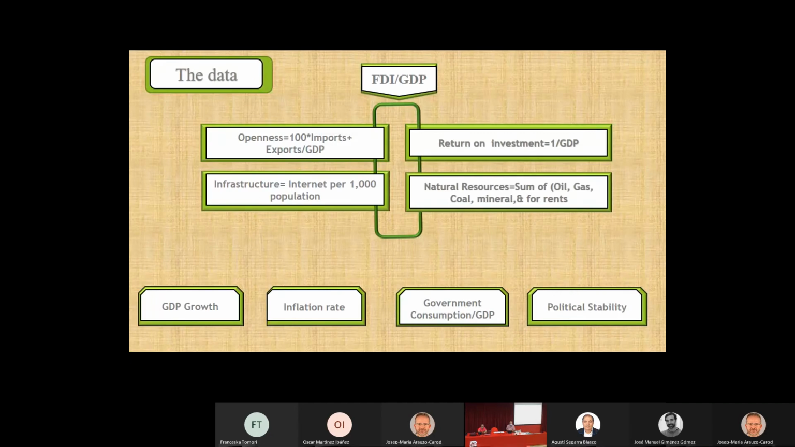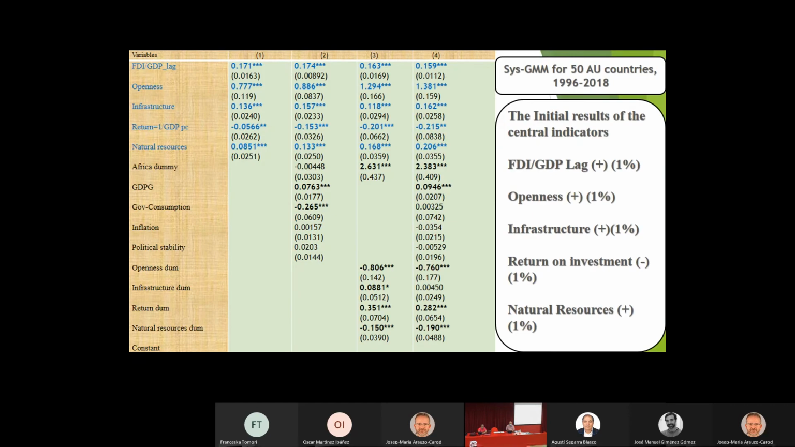Here I am explaining the data and the variables: openness, infrastructure, natural resources, and return on investment. Here are the results. We see the main variables, the initial results of the central indicators: FDI lag positive at 1%, openness positive at 1%, infrastructure positive at 1%, return on investment negative at 1%, natural resources positive at 1% also.